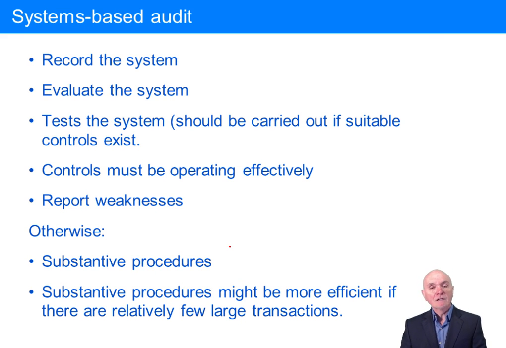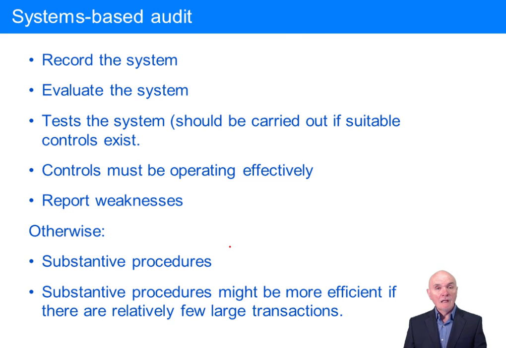We hope the controls are operating effectively. They have to be operating effectively if we're going to be relying on them. And what we do is, if we come across a control weakness, either a weakness which was part of bad design, or a weakness which has grown because of bad operation of those controls, then we report that to management.